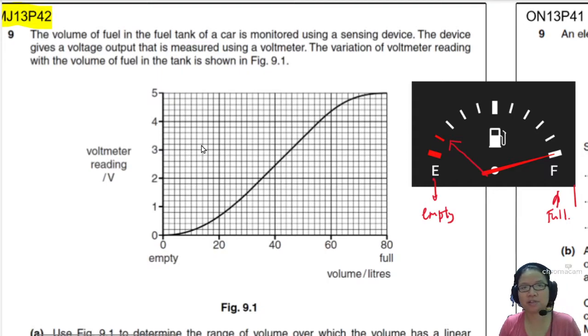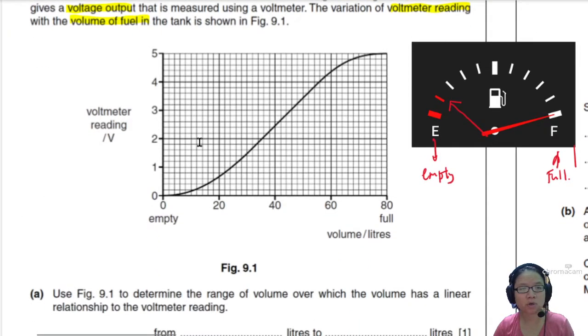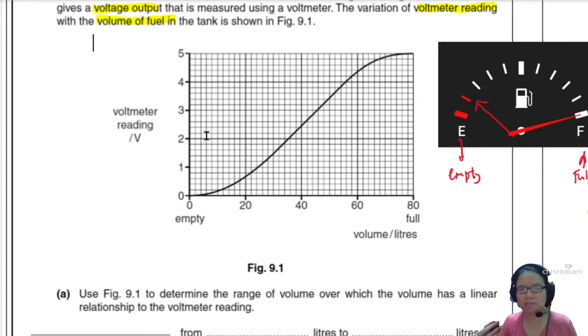The volume of fuel in a fuel tank is monitored using a sensing device. Alright, so what sensing device can we use? Think about it. And this device will give a voltage output when it is measured using a voltmeter. Okay, the variation of the voltmeter reading and the volume of the fuel tank is shown in figure 9.1, which is the graph given.